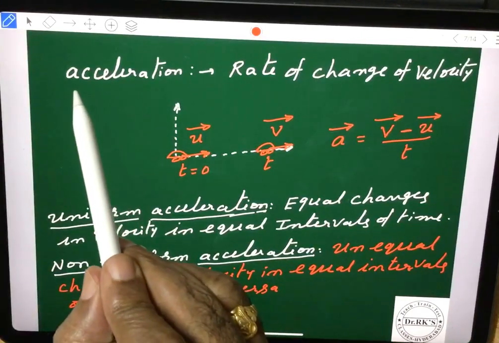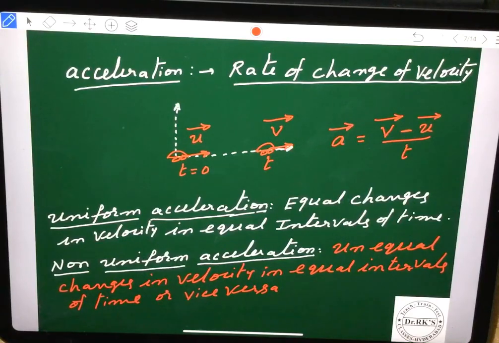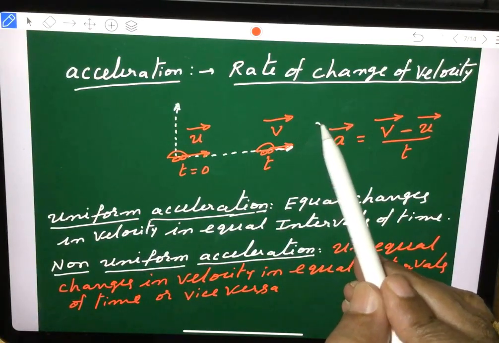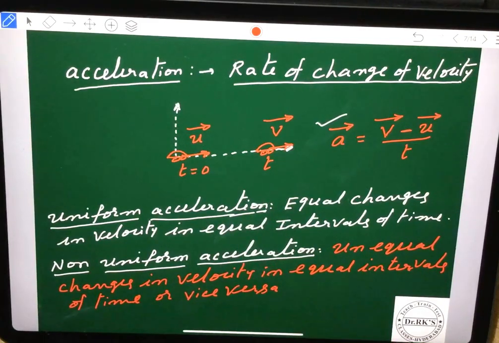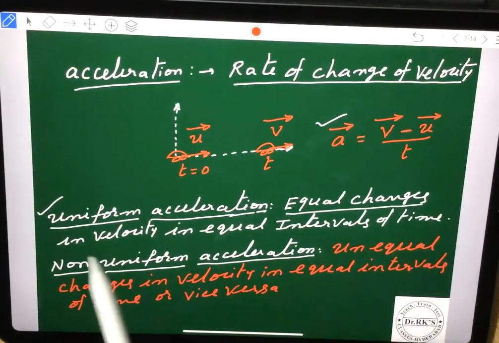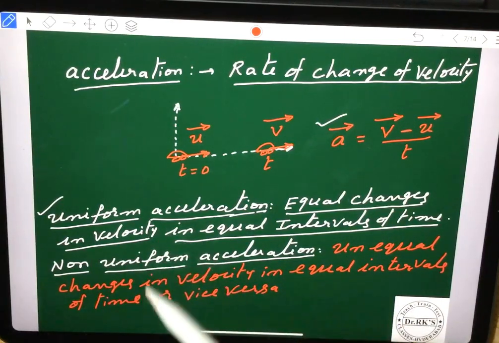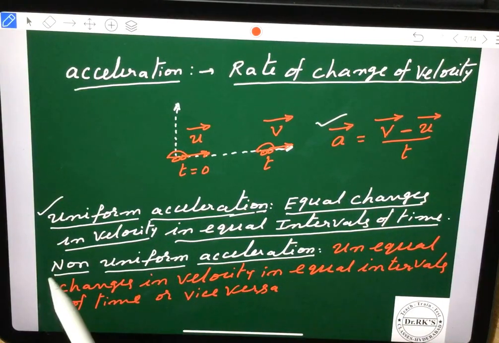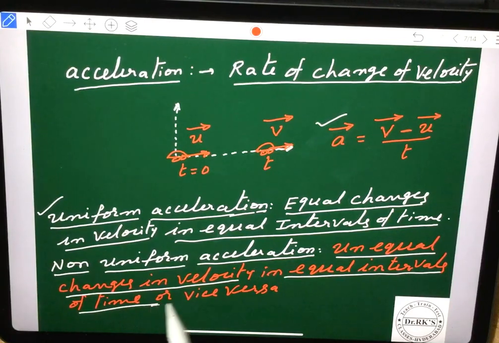Next, acceleration. The rate of change of velocity is acceleration. That is, acceleration is (v minus u) by t, that is t minus 0. So we can have a uniform acceleration, where there are equal changes in velocity in equal intervals of time. We say the body is moving with uniform acceleration. Whereas unequal changes in velocity in equal intervals of time, or vice versa, we say it is non-uniform acceleration.